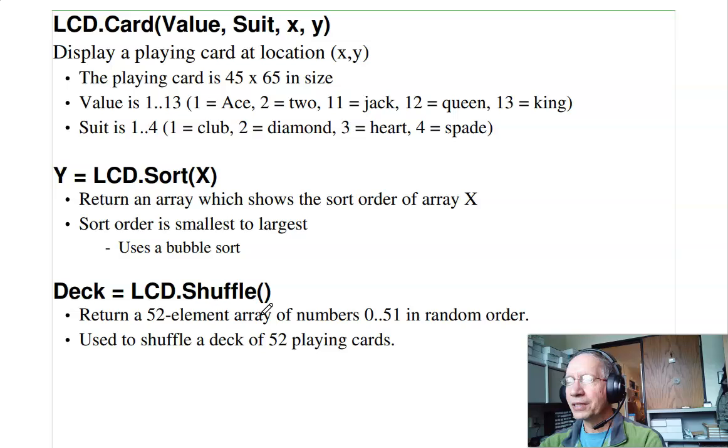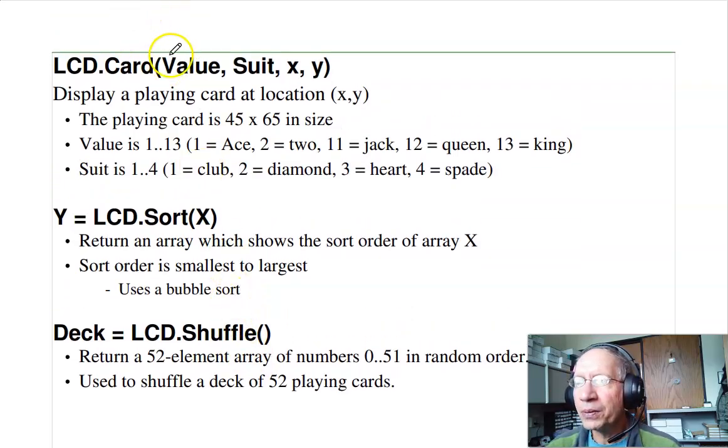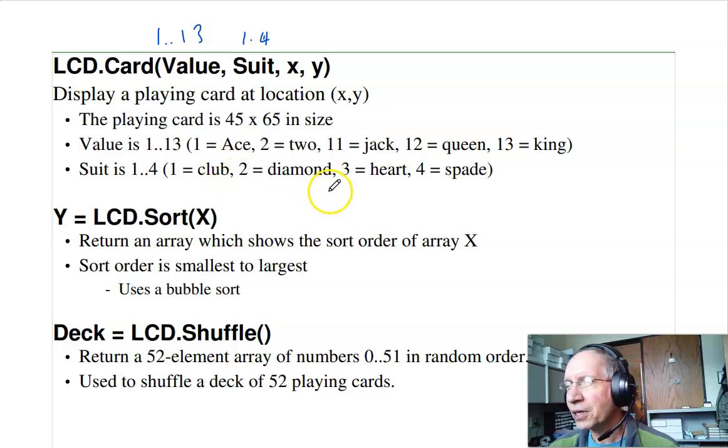Playing cards. Just guessing that someday we'll be writing some routines that shuffle decks and play things like poker or blackjack. You can display a playing card. When you display a card, I've got the value. The value can be 1 through 13. 1 is an ace, 2 is a 2, 3, 4, 5. 11 is jack, 12 is queen, 13 is king. The suit is 1 through 4. 1 is clubs, diamonds, hearts, spades. And XY is where you want to put the card.